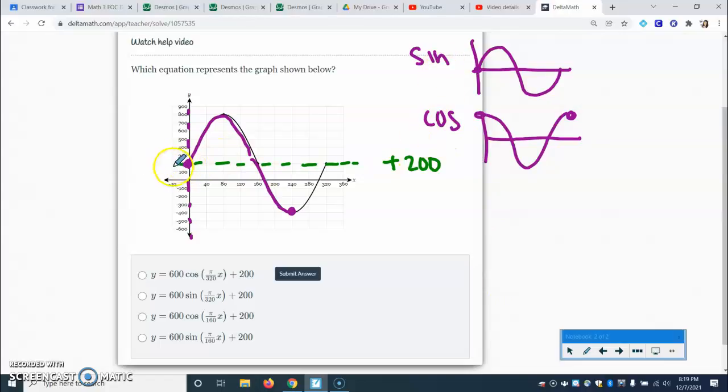This is starting on the midline, so that means it's sine. That's what sine does. It starts on the midline and then goes up, down, and back to the middle. So it can't be that one or that one. My amplitude is obviously supposed to be 600 because they all say 600. But you can tell because that's this distance in here. From 200 to 800 is 600, so there's my amplitude.